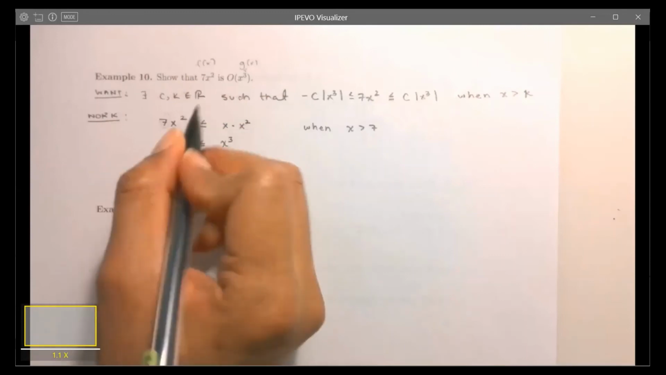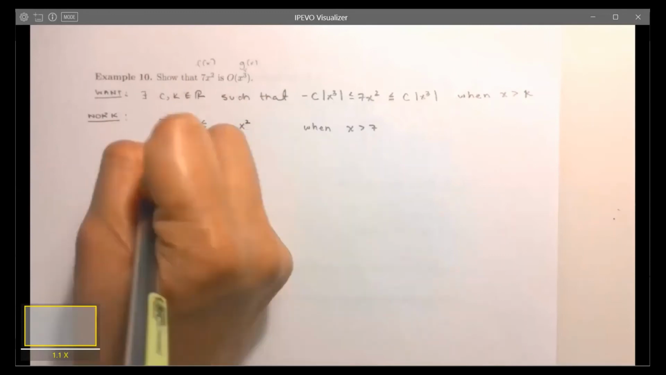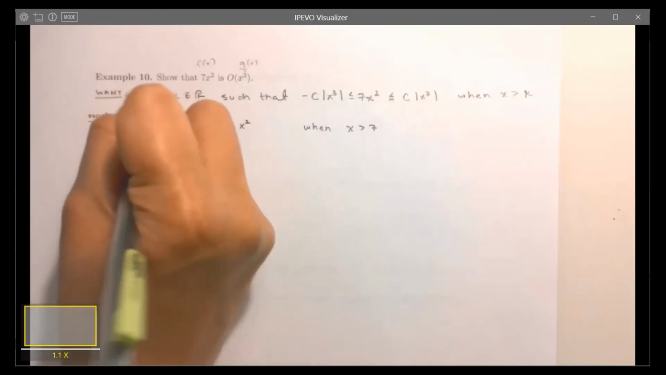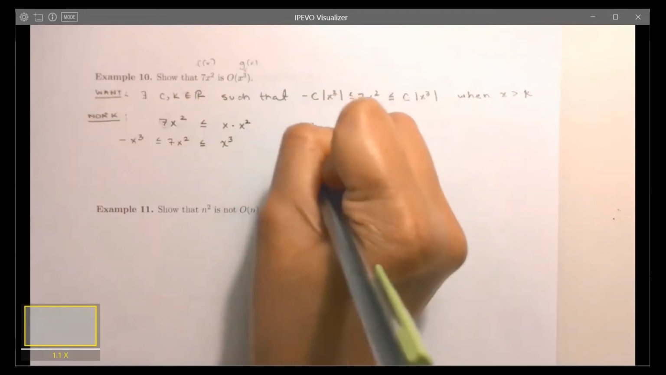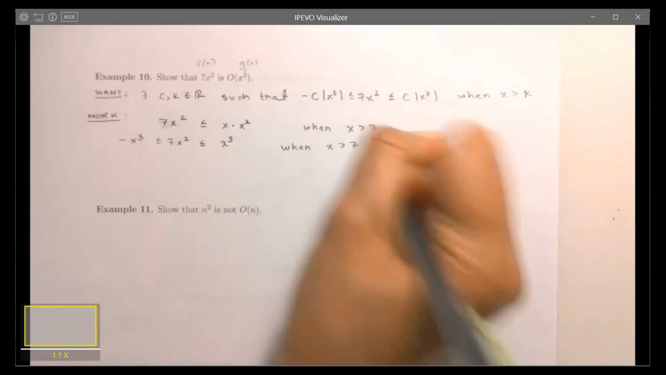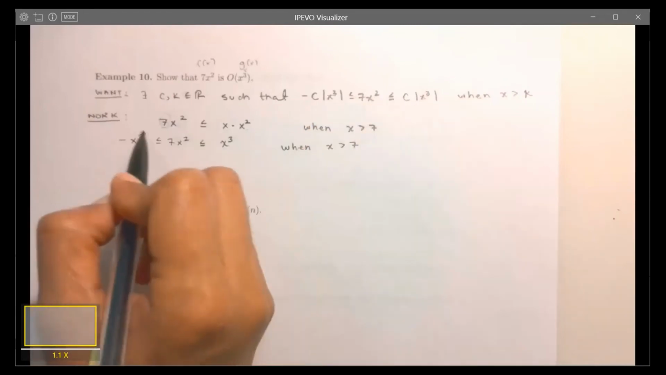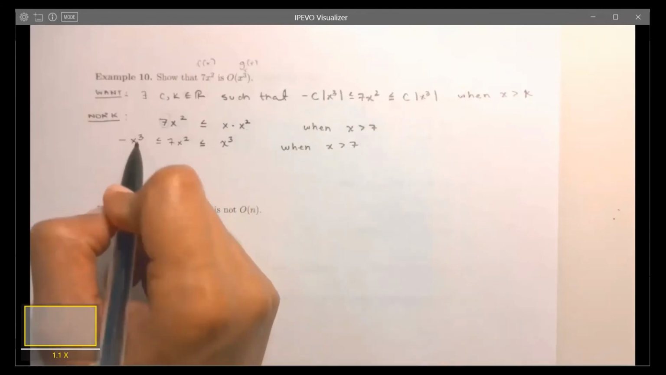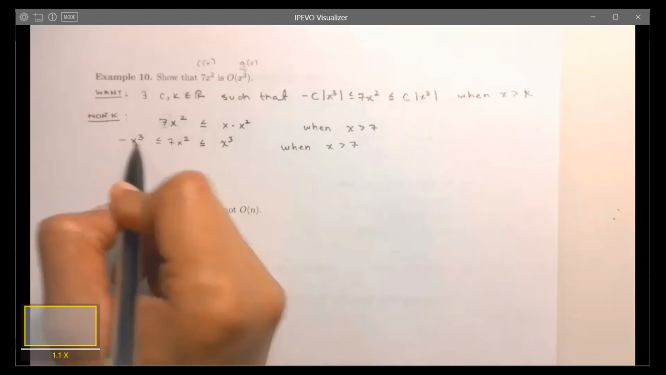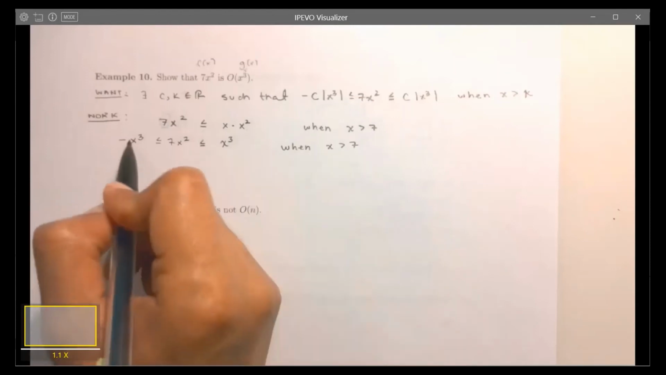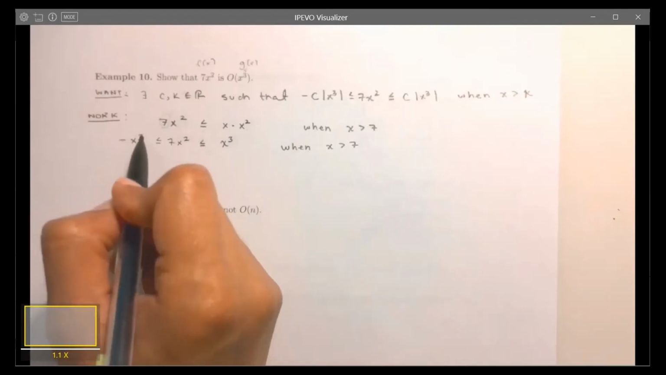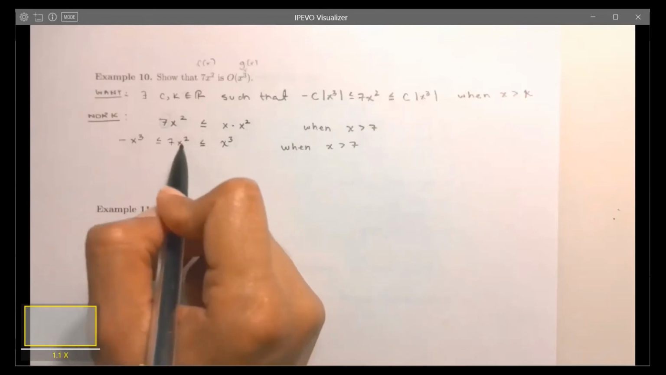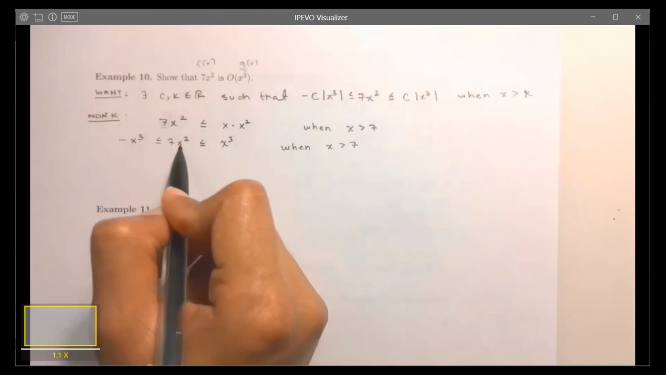Now, it is also true that negative 7x squared is going to be greater than or equal to negative x cubed when x is greater than 7. Well, because this is going to be a negative answer. If I plug in a positive number for x, in particular something greater than 7, and then take the negative of the result, that is going to be less than what I get plugging into x here, because I'm going to get a positive answer.